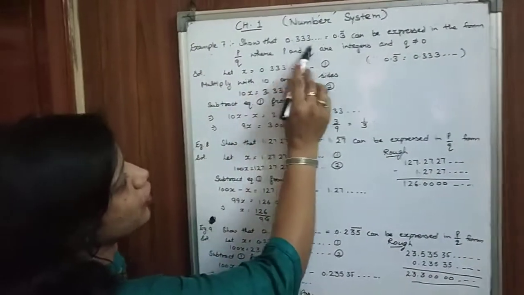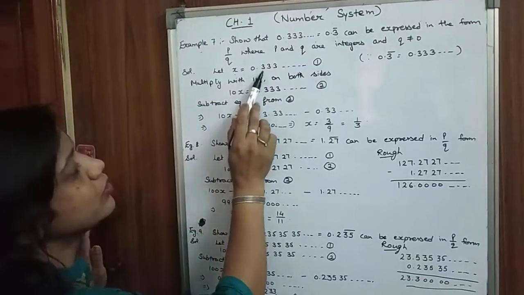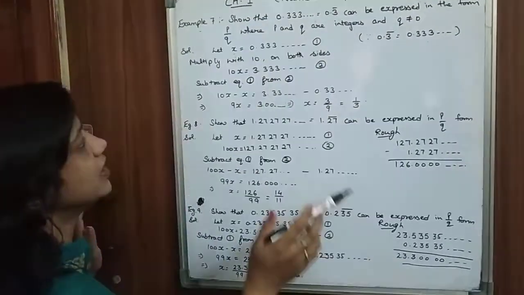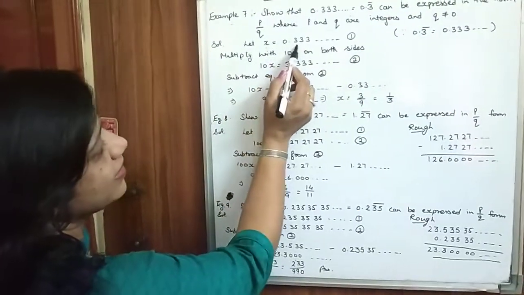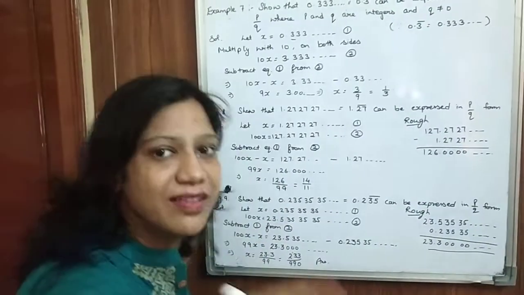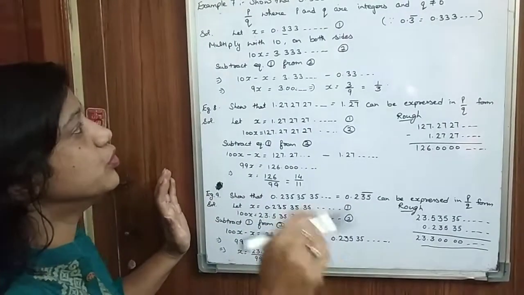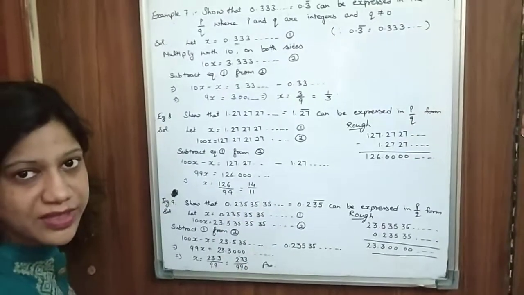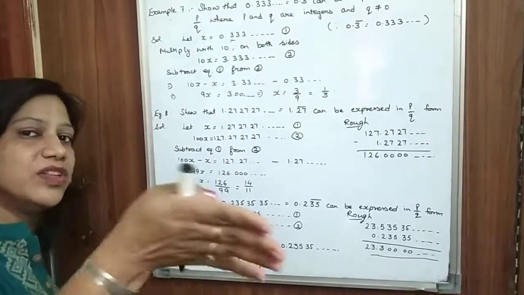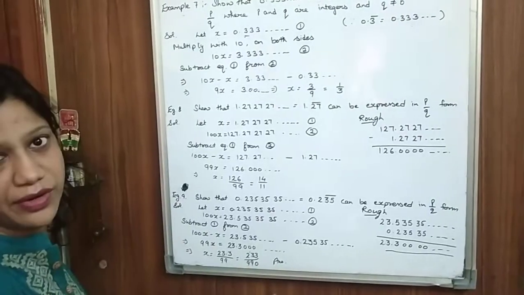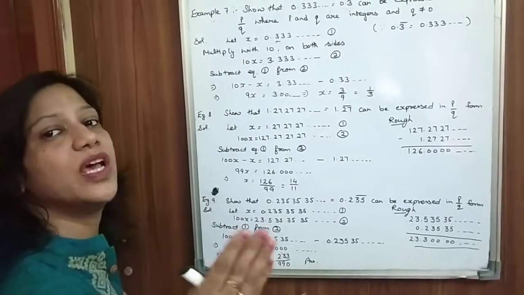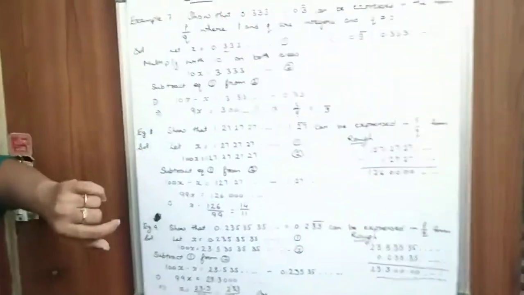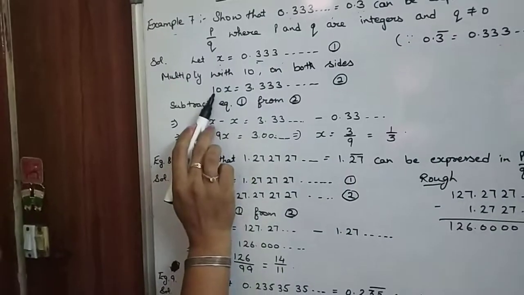First of all, let's pose it as x. Let x is equal to 0.333 and so on. Here one digit is repeating, only 3 is repeating. So you will multiply it with 10. If there were 2 digits repeating, we would multiply with 2 tens, that is 100. If 3 digits are repeating, we multiply with 3 tens, as 1000. So here one digit is repeating, so we will multiply with 10x.